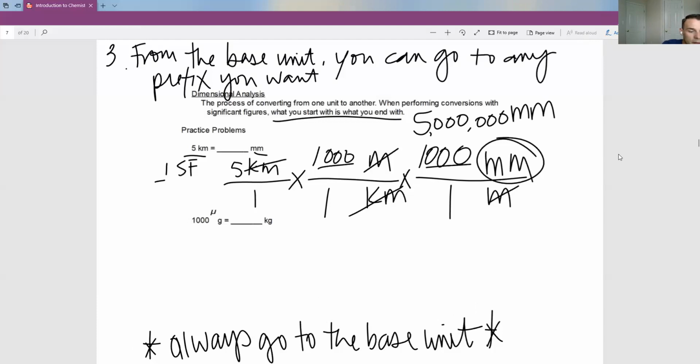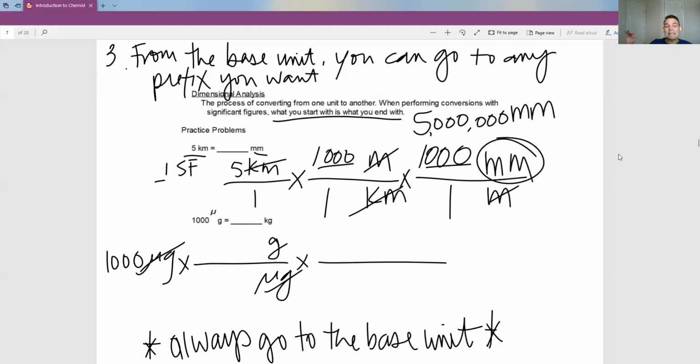So I'm going to start with 1,000, and that symbol is micrograms. This one's higher than 1,000, but it's okay. You have that prefix sheet in front of you. So that's micrograms. Again, going to the base. So from micrograms, I go to grams, which is the base. I don't want that, so I need to keep going.